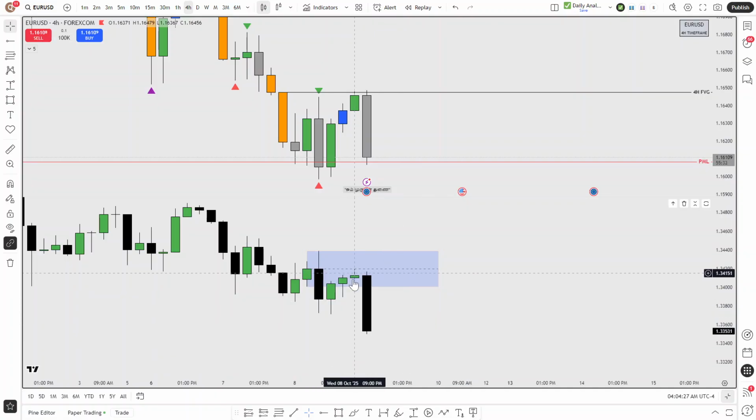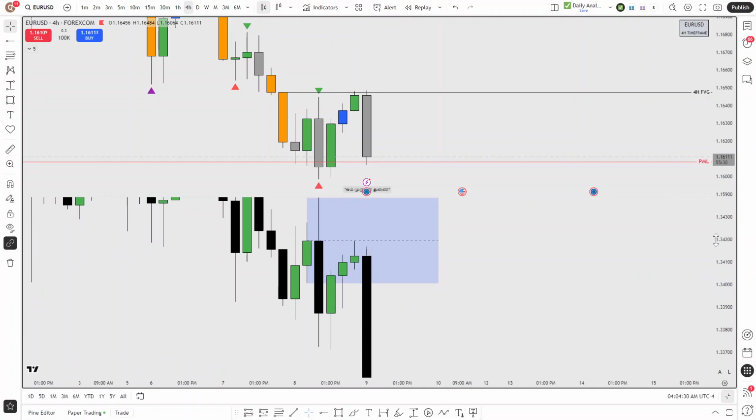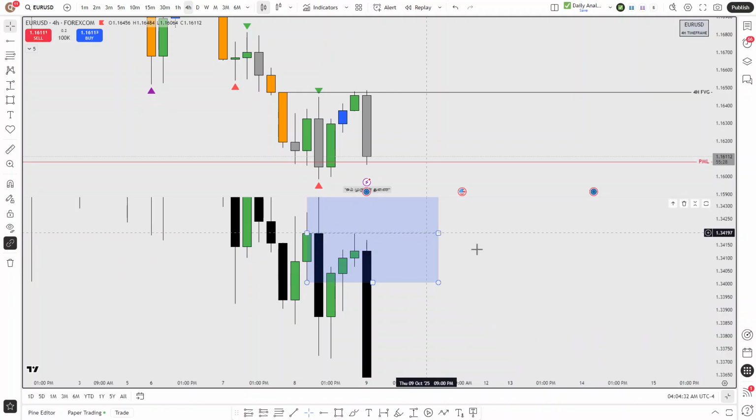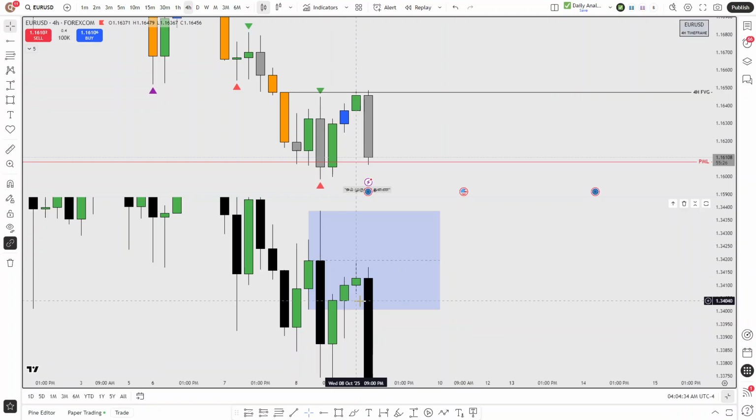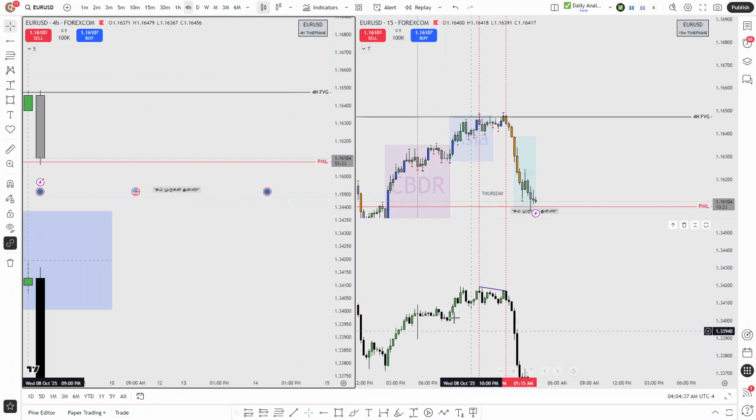If you are paying attention closely, you can see price has neatly respected the CE level of this OB, or the 50% level of this OB. And also you can see an SMT here as well.